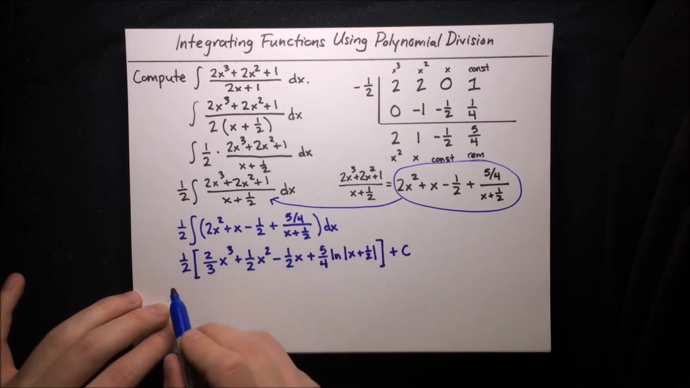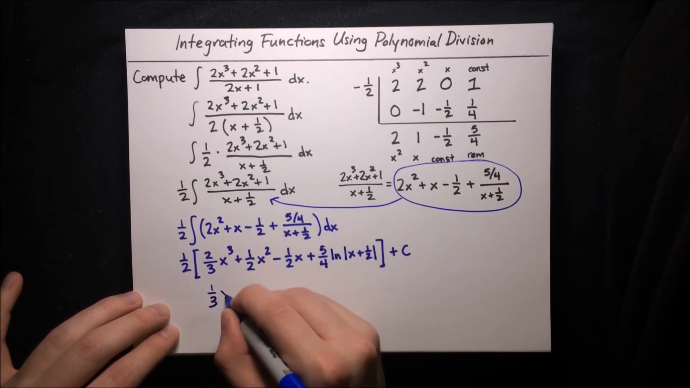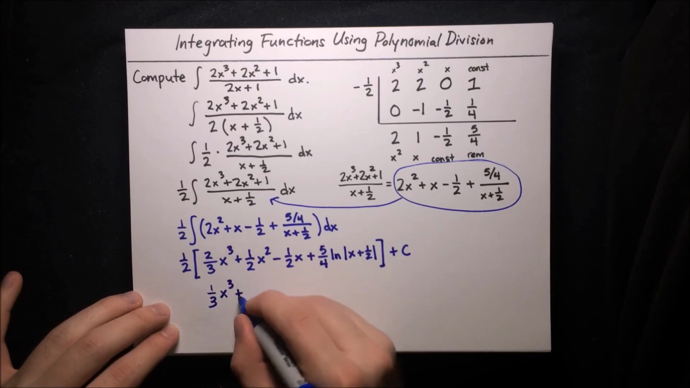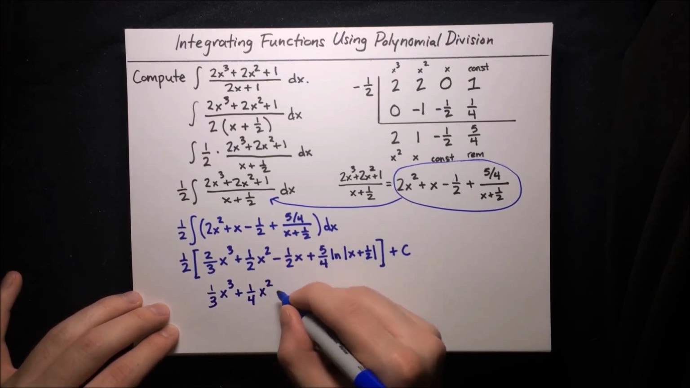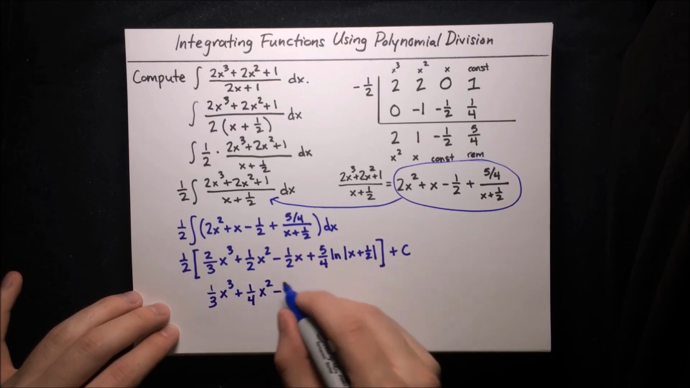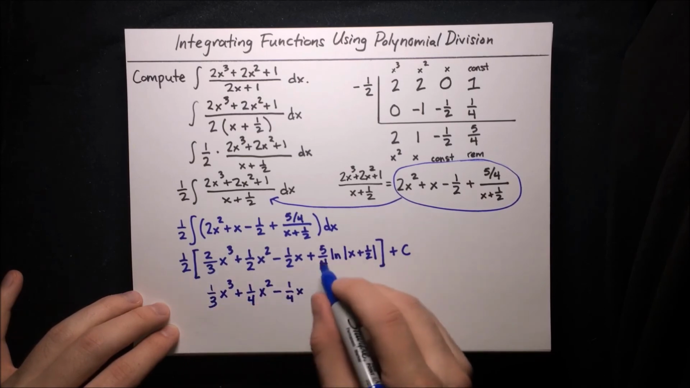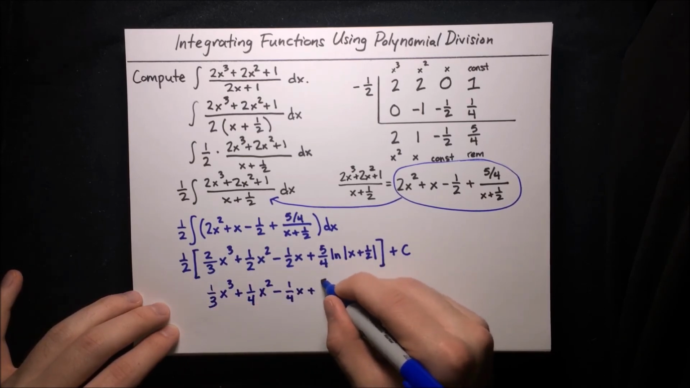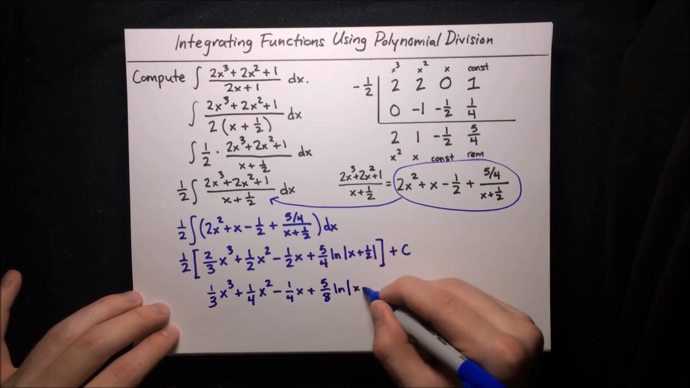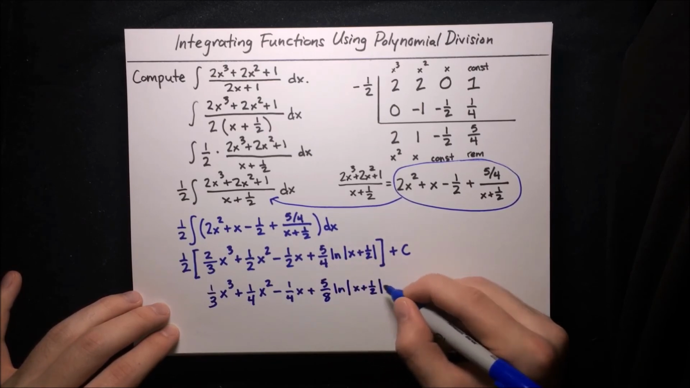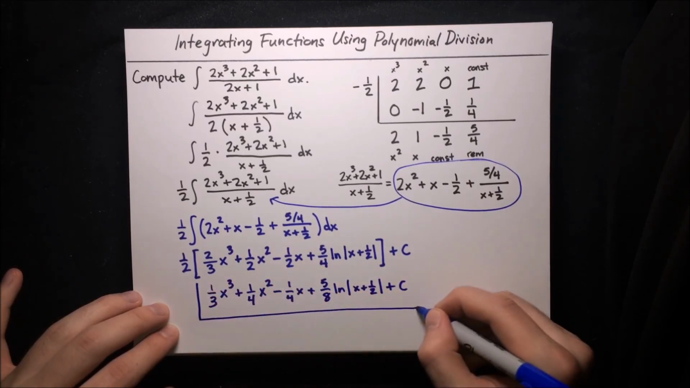Lastly, just distribute through that 1/2. So a half of 2/3 is 1/3. So 1/3 x cubed. Then a half times a half is 1/4. So a fourth x squared. A half times a half, still a fourth. So minus 1/4 x. And then a half times 5/4 makes 5/8. Then natural log of x plus a half, plus our constant. So there we go. There is our result.